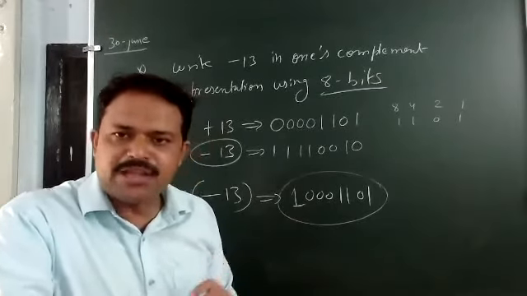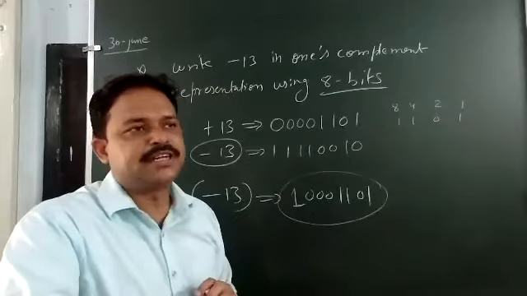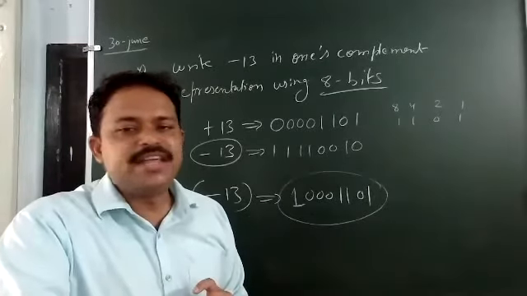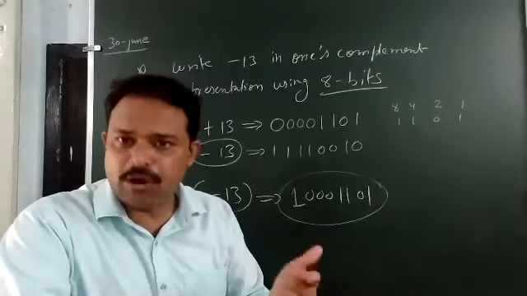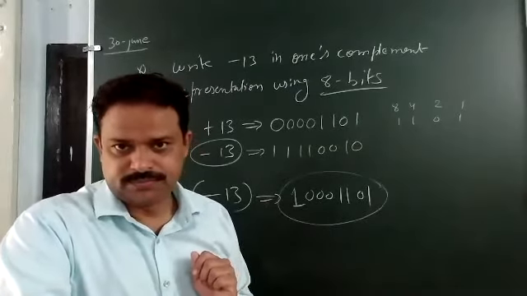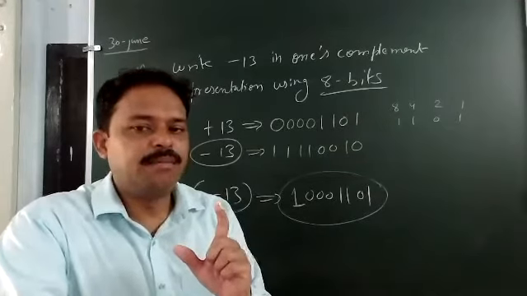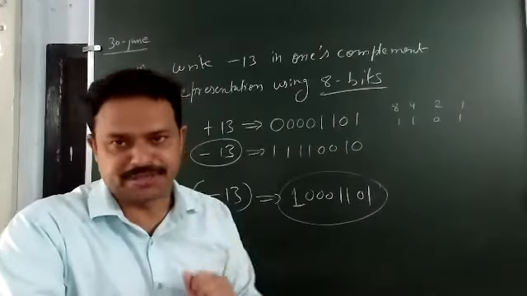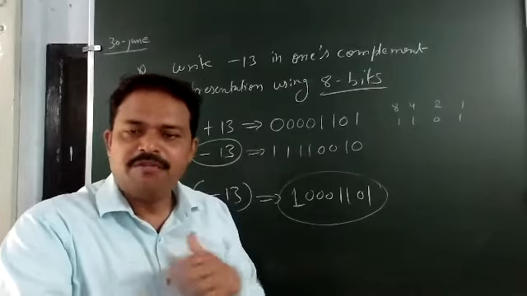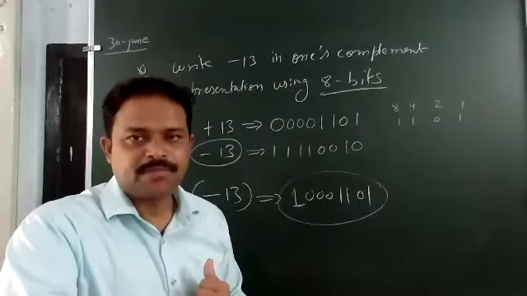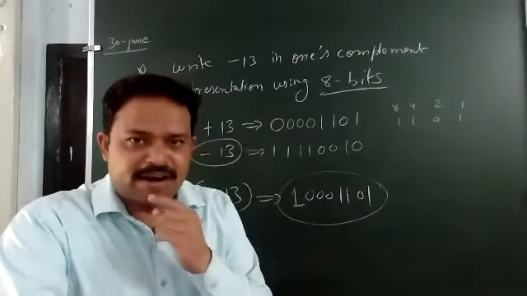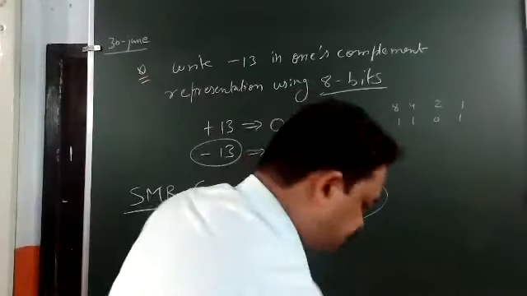In sign magnitude representation, the advantage is that it is very easy to write, and very easy to read also. This is one of the major advantages of sign magnitude representation. Let me repeat once again: very easy to write and very easy to read. Major disadvantage. See.